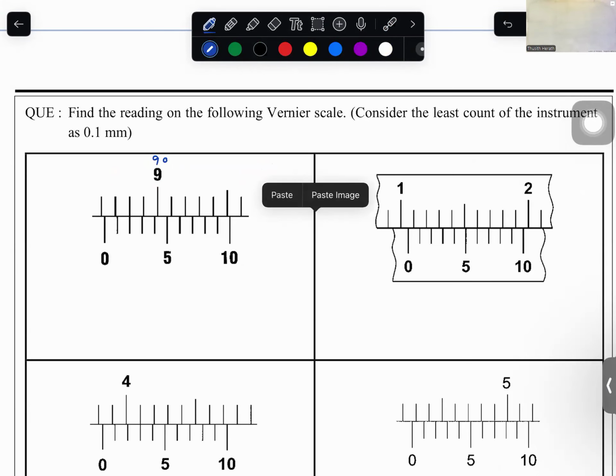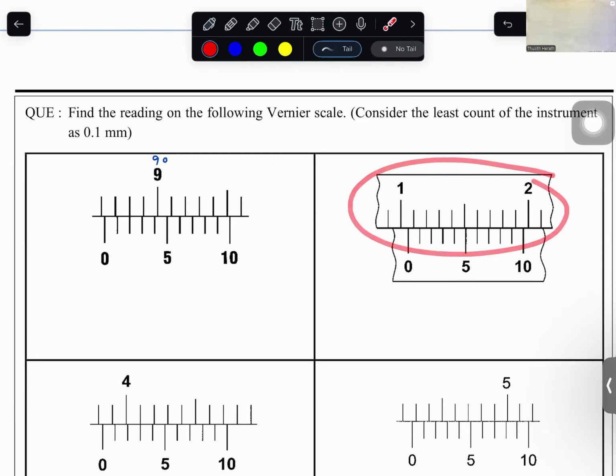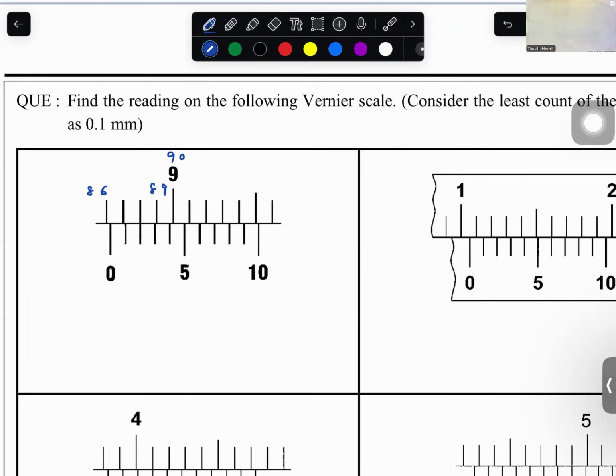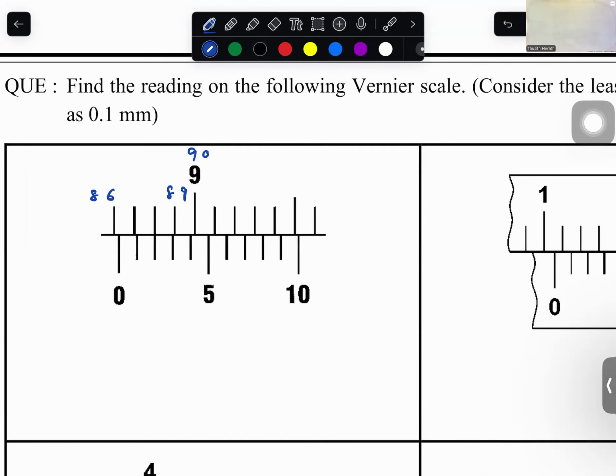This is 9.5. Here you can see in this diagram, you can see this clearly, right? One is marked here. That means 1 centimeter. 1.5 is here, and here's the 2 centimeter line. So normally the main scale is marked by centimeters. So here 90. So this should be 89, like this should be 89, 88, 87, 86, right? This should be 86. Got the point? Okay. The zeroth line of the Vernier scale has passed the 86th line.